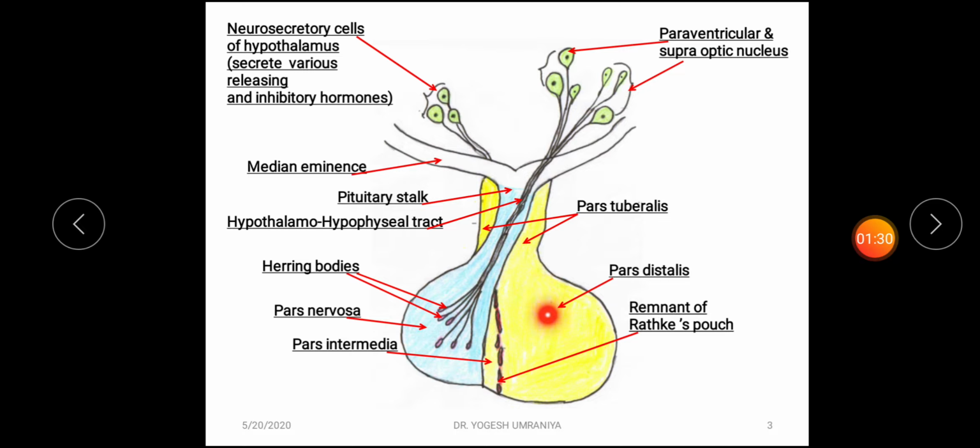Between the pars distalis and pars intermedia there is a gap in the form of a cleft, and that is representing the remnant of Rathke's pouch. So, that is the anterior lobe, composed of the pars distalis, pars tuberalis and the pars intermedia. Now, the posterior lobe or the neurohypophysis is chiefly composed of this bottom part, termed the pars nervosa, and this infundibular stalk, also known as the pituitary stalk.